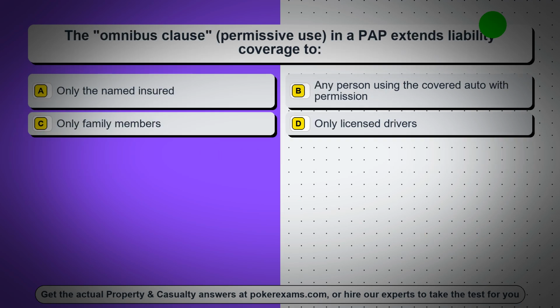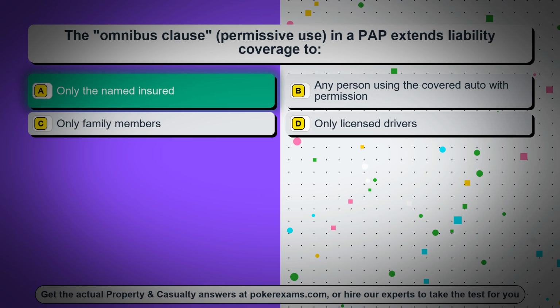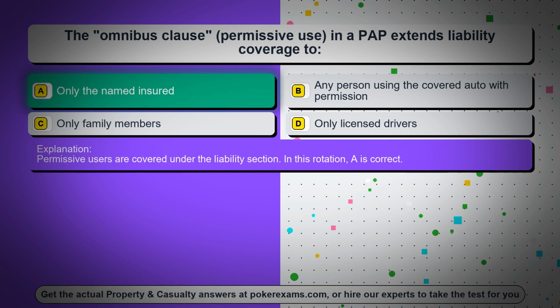Question 14. The omnibus clause, permissive use, in a PAP extends liability coverage to, option A, only the named insured, option B, any person using the covered auto with permission, option C, only family members, option D, only licensed drivers. The correct answer is option A, only the named insured. Permissive users are covered under the liability section. In this rotation, A is correct.